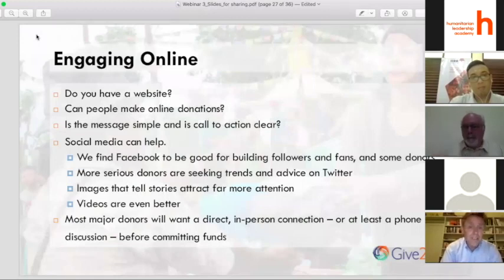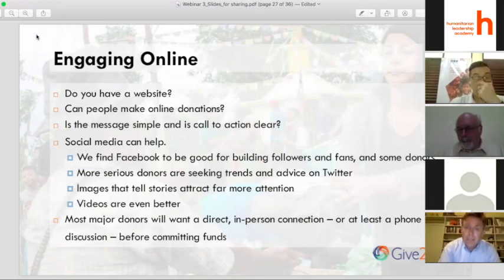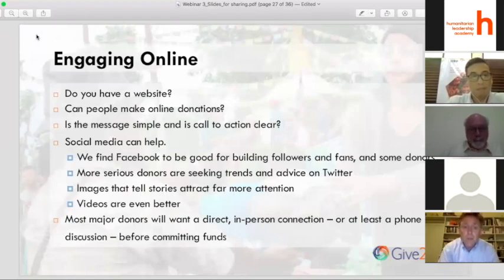Do you have a website? And can people make online donations on that site? Is there a simple message that is a clear call to action? Sometimes what we see on websites is a lot of information showing lots of different things going on, and sometimes it's hard for the donor to understand what the organization's really doing. So as much as you can simplify and really hit home the core of what your organization does and why somebody should give online, I think the more you're going to convert some of those visitors to your site into donors. Social media can help.